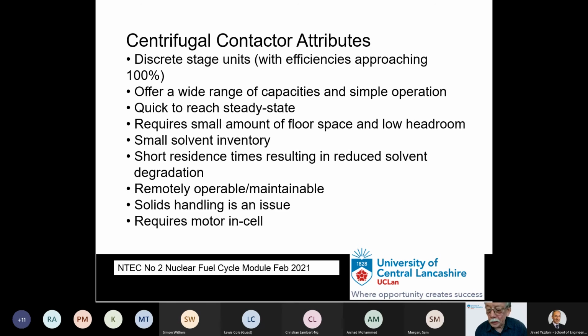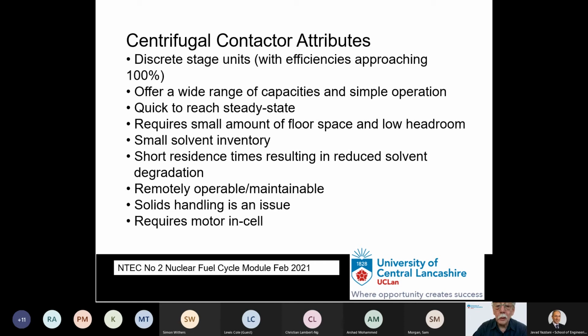And the reason for that, very quickly, ladies and gentlemen, is that the actual orifices and ports in these centrifugal contactors, as you can well imagine, because they are fairly small pieces of equipment in comparison, are equally small and liable, if you've got solids, to foul. Requires motor in cell. That is not necessarily the case on every issue. It will depend how the cells have been designed, and also how the centrifugal contactor is equally being designed.